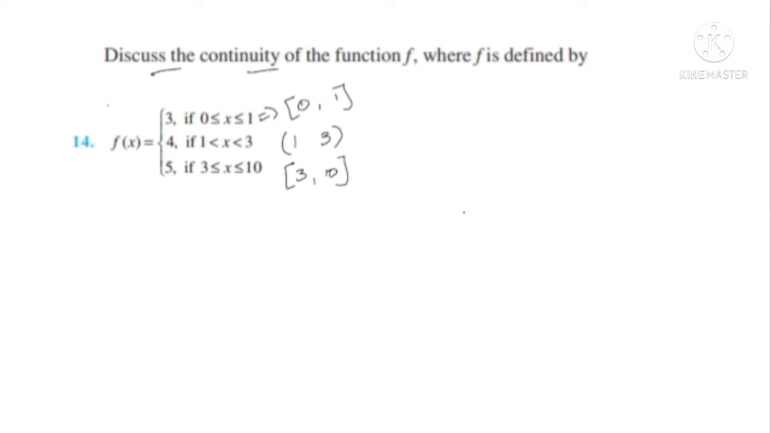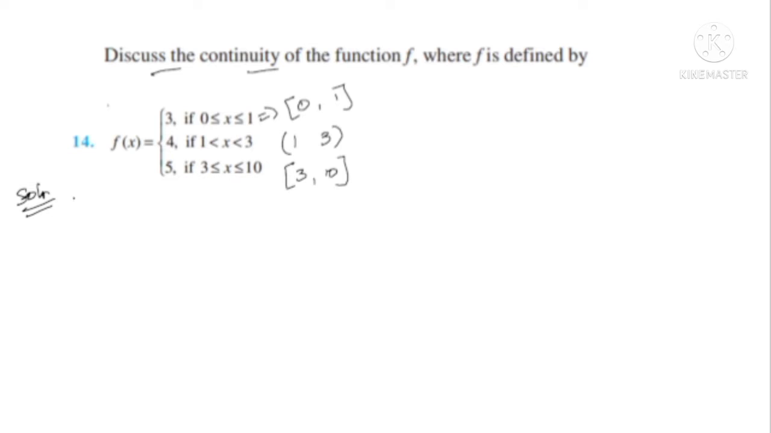Now we have to discuss the continuity of the function. So what are the points? The points will be at x is equal to 1 and x is equal to 3. Solution. So we have to check the continuity at the points x is equal to 1 and x is equal to 3, because we are having less than or equal to 1 and then less than or equal to 3. So 1 and 3 is enough.